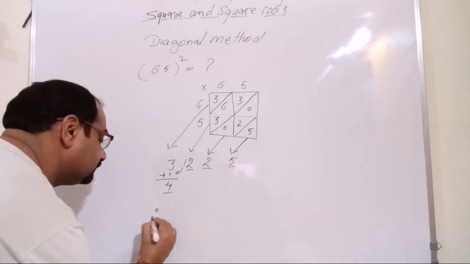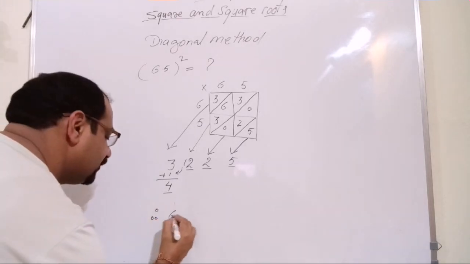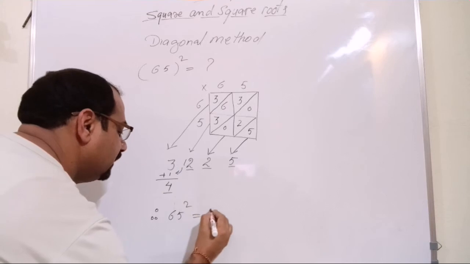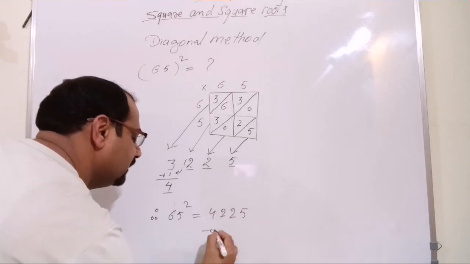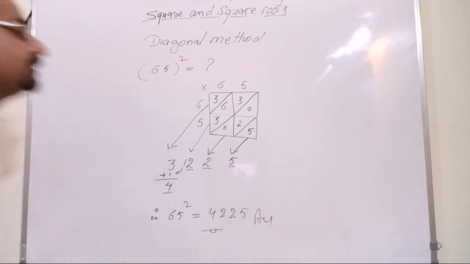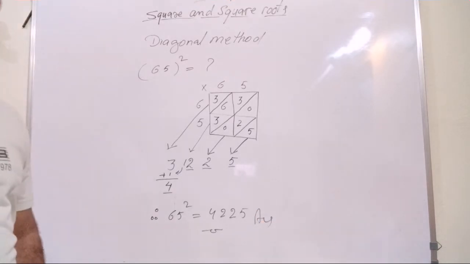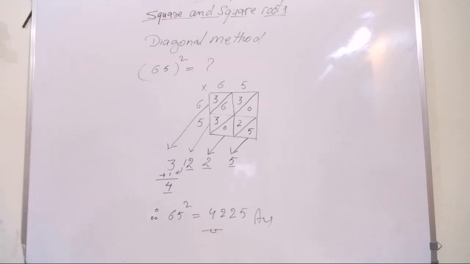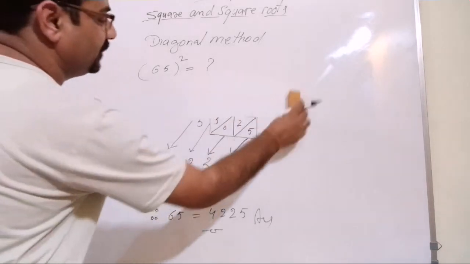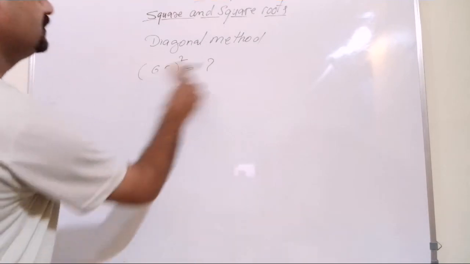Therefore 65 square is equal to 4225. This is your answer by diagonal method. So beta, this is a very important method, so you have to understand. Okay. Now one more method.